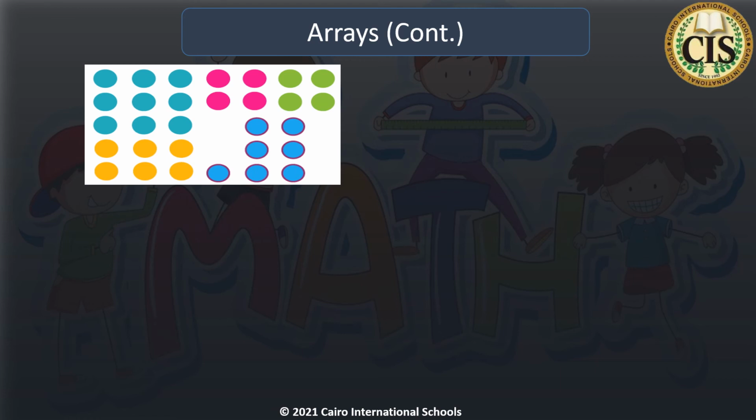So look carefully at this picture to decide whether it's an array or non-array. Here we have a set of rows and columns, but there are some gaps. There are some gaps here. So this is non-array.